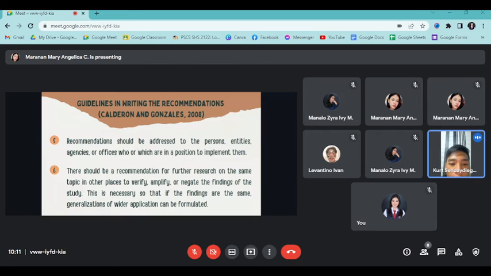previous experience. And lastly, number 6, there should be a recommendation for further research on the same topic in other places to verify, amplify, or negate the findings of the study. This is necessary so that if the findings are the same, generalizations of wider application can be formulated.